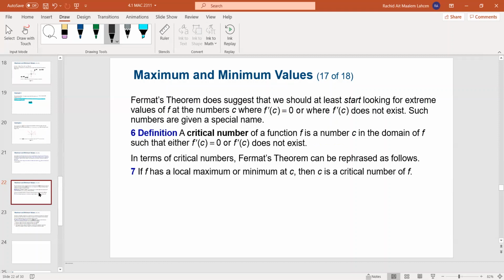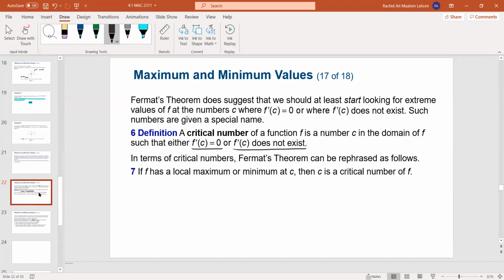Such numbers are given a special name: they're called critical numbers. And we did talk about critical numbers when we looked at inequalities, for example, of polynomials. So if you look somewhere in the notes, we did talk about some critical numbers in the past, even when we did the logarithmic domain. But here is a definition. A critical number of a function f is a number c in the domain of f such that either f prime of c equals 0 or f prime of c does not exist. So this "or" is inclusive. It means this or that.